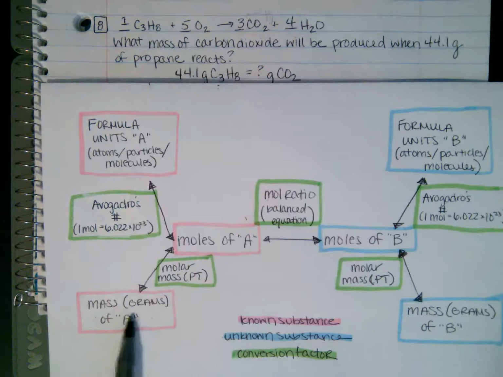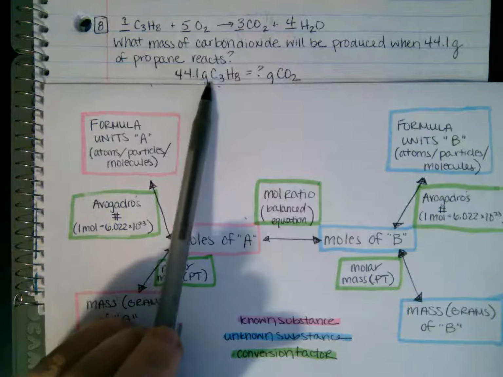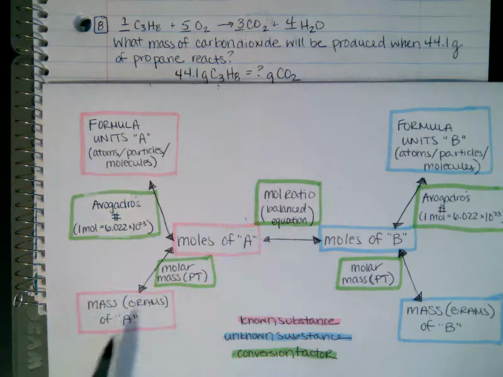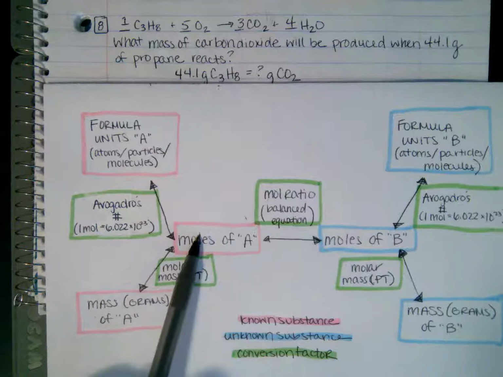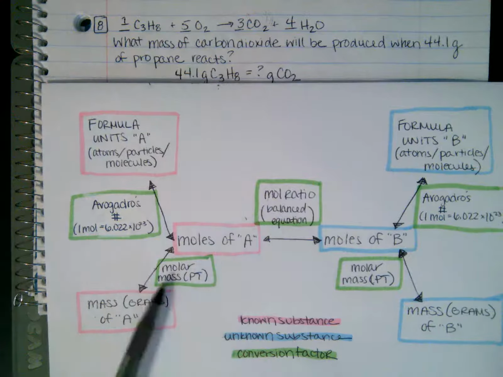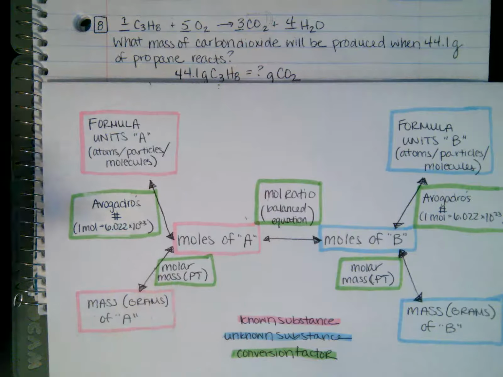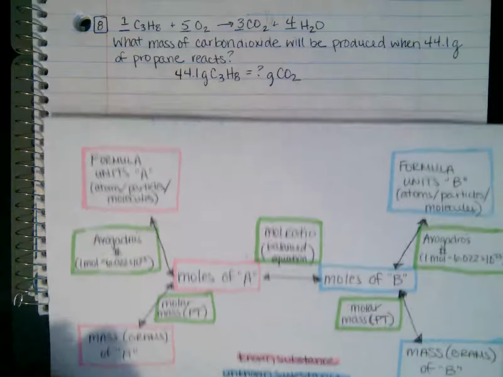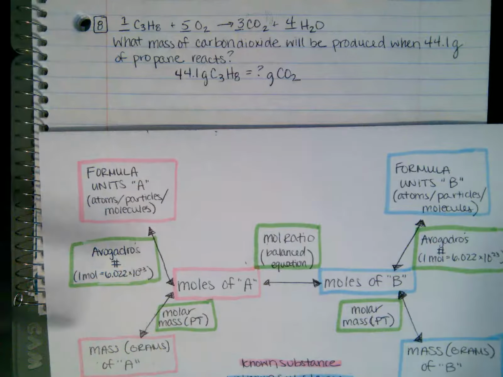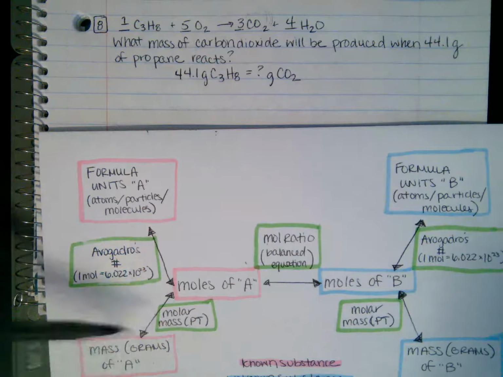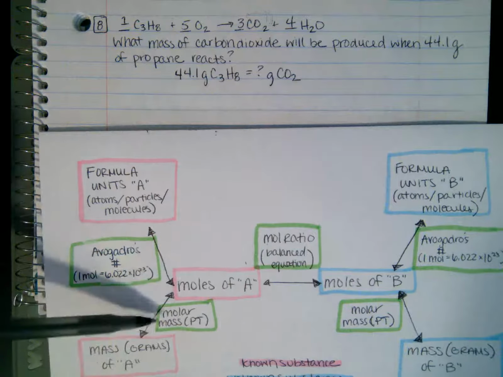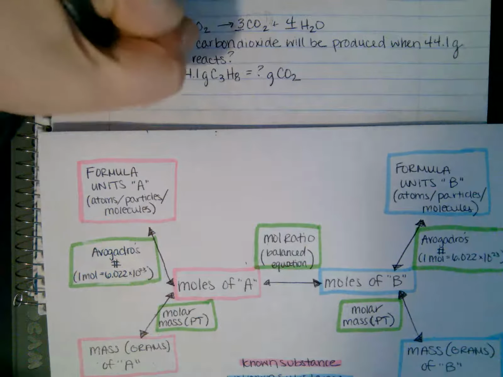In our first step, we're going to go from mass of A, which is our known compound, which we said was propane here. We know the mass of propane. So we're going to go mass of propane to moles of propane. In order to do that, we're going to need the molar mass of propane. Remember, we calculated the molar mass of propane in number 7. So if you wanted to start our T-chart, the first conversion factor needs to be going from mass of propane to moles of propane using that molar mass.